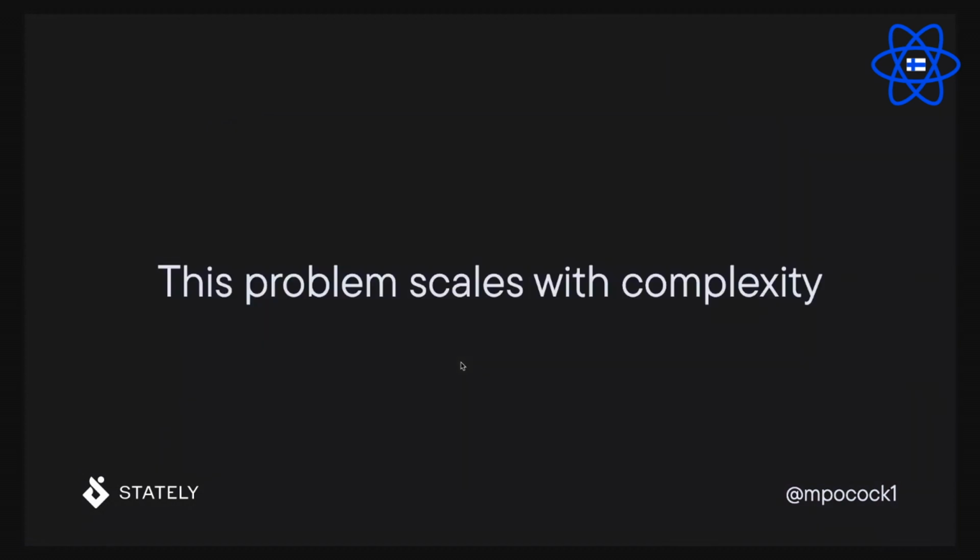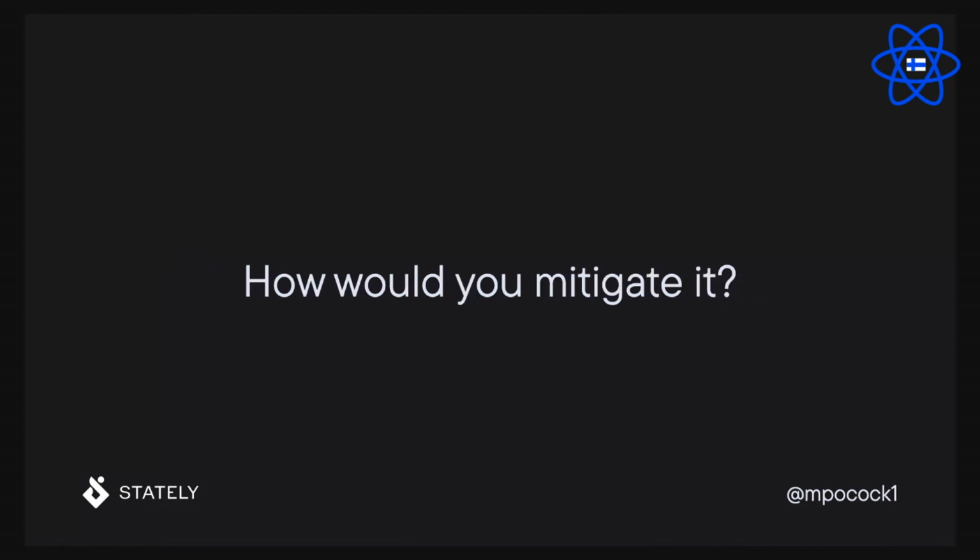As you can see, this problem scales with complexity. As the app gets more complex, the useEffects get bigger. The control flow is harder to work out. And I only really sort of doubled the complexity there, like twice the amount of dependencies, twice the amount of useEffects. And how do you usually mitigate it? Right? What strategies do we usually use?